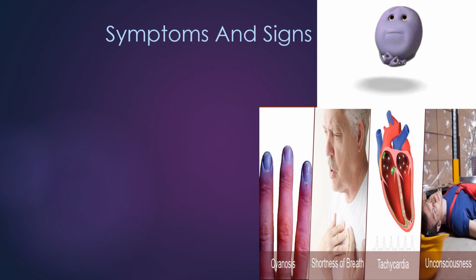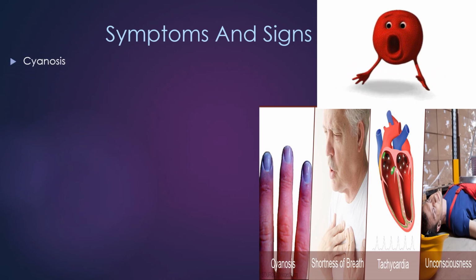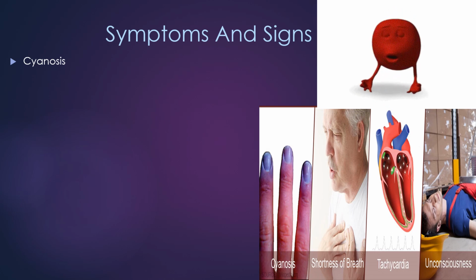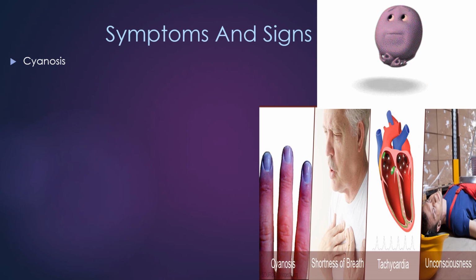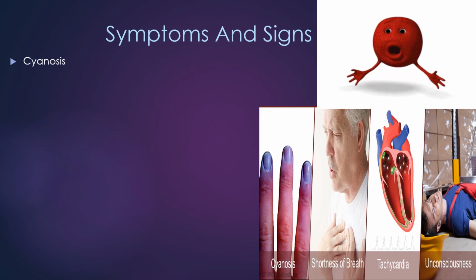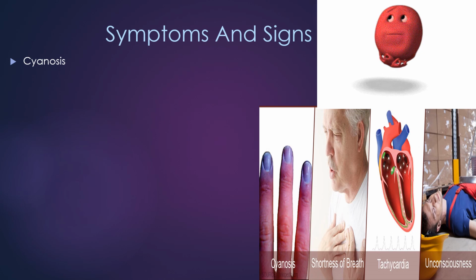Signs of hypoxia. Cyanosis, we know that cyanosis is the bluish discoloration of skin and the mucous membrane. This is caused by the presence of reduced hemoglobin or deoxyhemoglobin, more than 5 grams. This cyanosis may not be present in all forms of hypoxia. In anemic hypoxia, anemic patients may never develop cyanosis, because adequate hemoglobin concentration is not present.